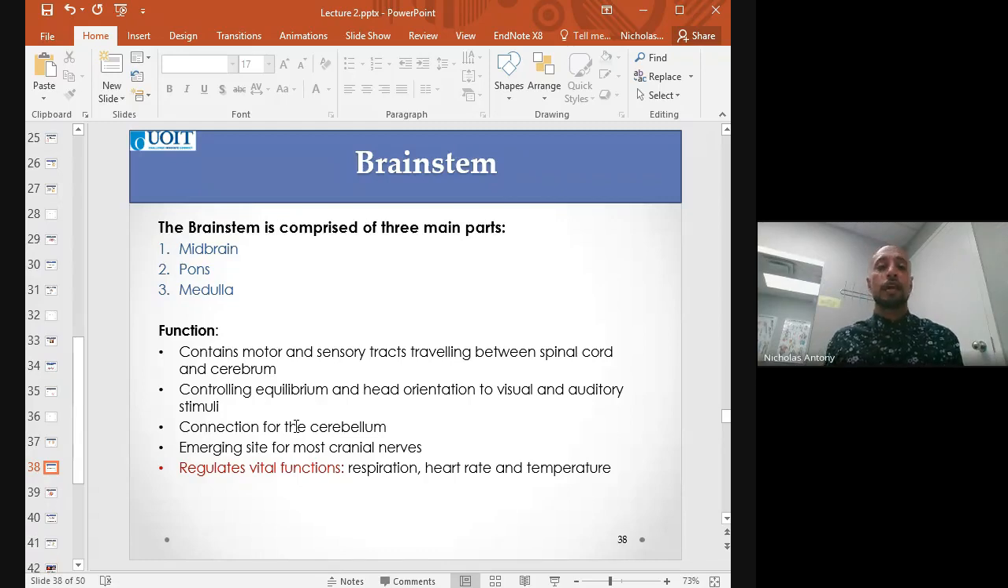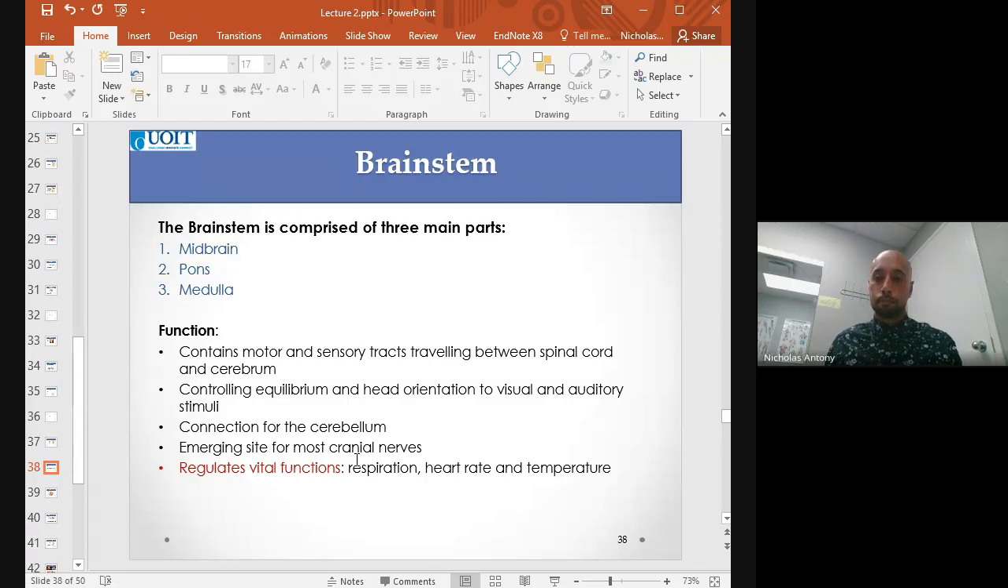And then the last thing that the brainstem is responsible for is regulating our vital functions. So things like swallowing, respiration, heart rate, and temperature, all of our regulatory processes are handled in the brainstem. And because a lot of mammals can do that, it makes sense that that's the evolutionarily older area of our brain.